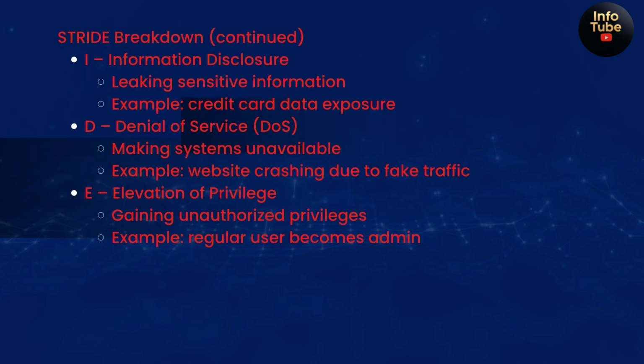D stands for denial of service, also known as DoS. This is when an attacker tries to make a system unavailable by flooding it with traffic or causing it to crash. For instance, a website being taken offline due to a flood of fake requests. Finally, E stands for elevation of privilege. This is when an attacker gains more access rights than they should have. For example, a regular user exploiting a vulnerability to become an administrator.